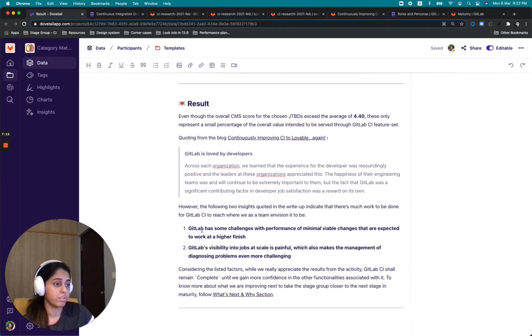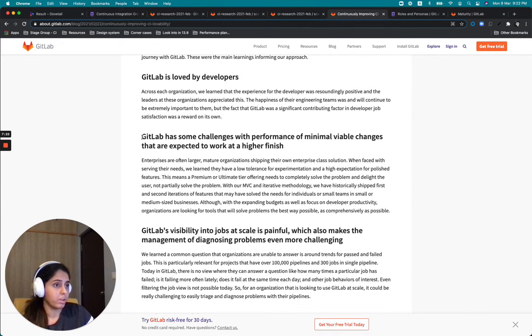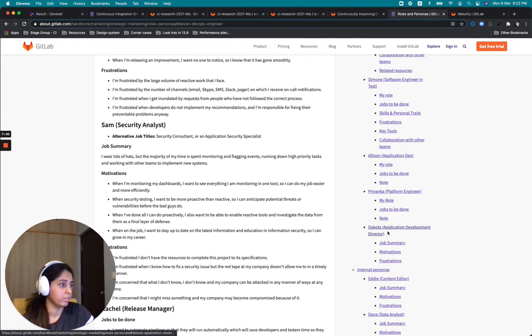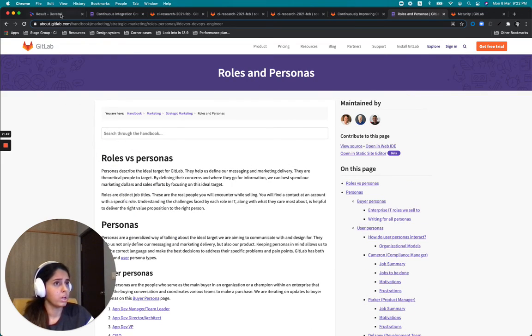So considering the listed factors, I've also included two other insights from this article. This one says GitLab has some challenges with performance of minimal viable changes, and they're expected to work at a higher finish. And if you want to read further, you can go to this blog. And the other insight says GitLab's visibility into jobs at scale is painful. That means we are maybe not catering well enough to this persona, Dakota here. That's documented as Dakota in the GitLab roles and personas handbook page.